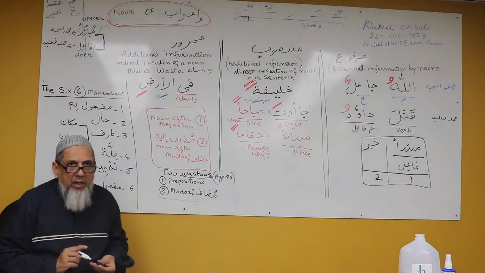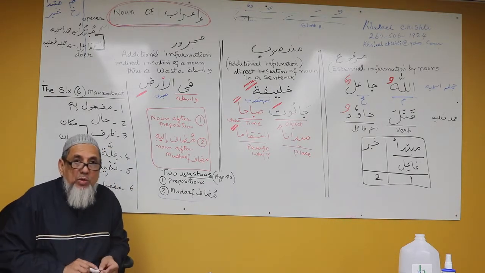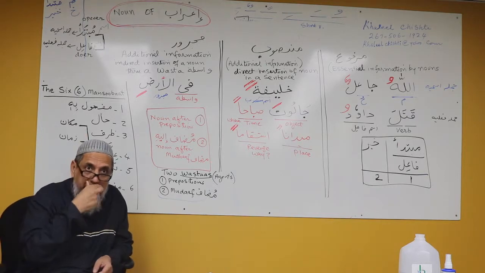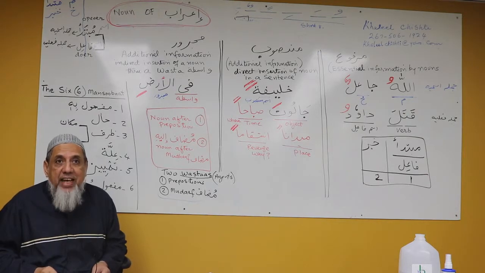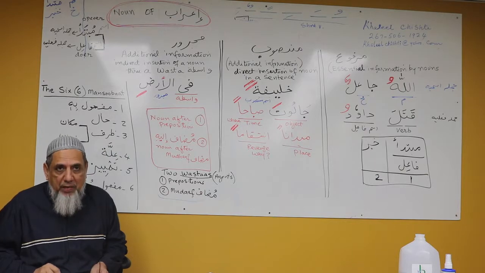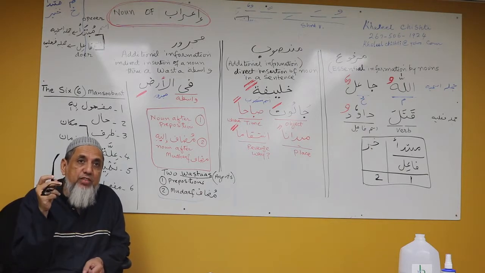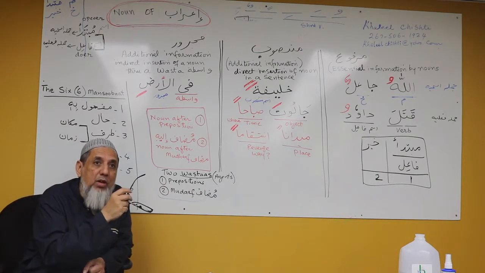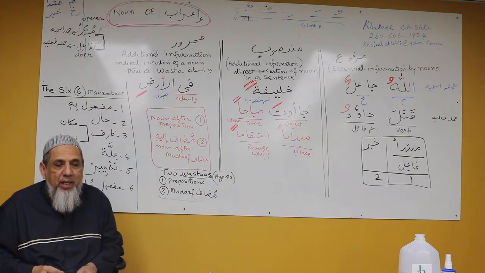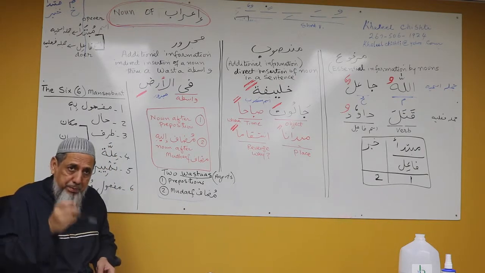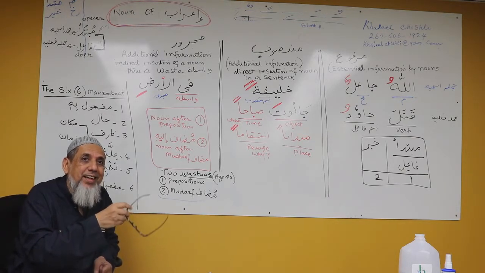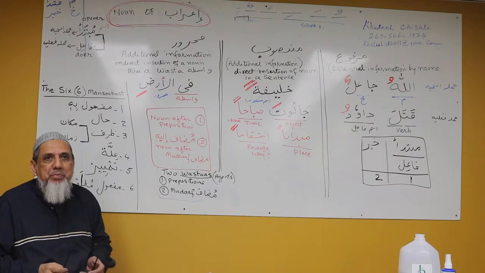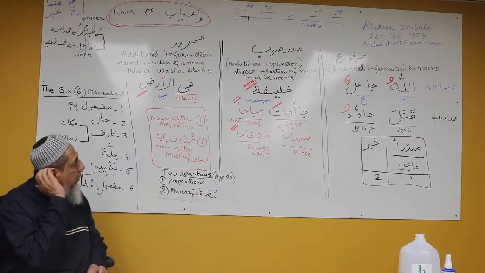What's the meaning of mudaf? Later on. You know, on the first day we spoke Kitabu Zaydin, book of Zayd, Kitabullah, the book of Allah, Baytullah, the house of Allah. So the first one is called mudaf, the second one is called mudaf ilayh. Baytullah, Bayt is mudaf, Allah is mudaf ilayh. He's a possessive. Okay.